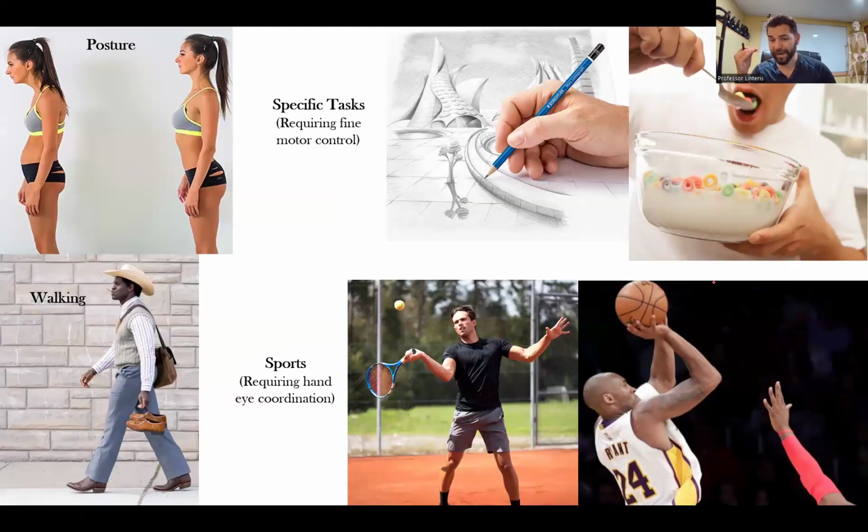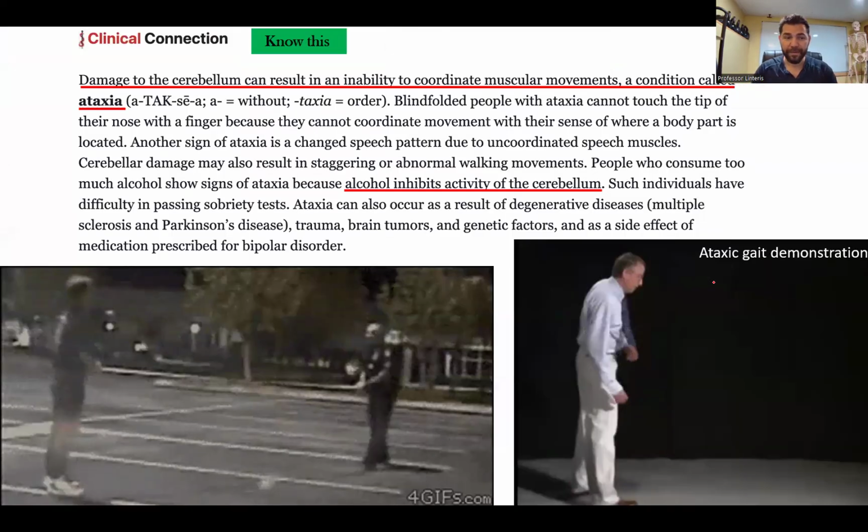Clearly, things that it would be regulating, right? Specific sports movements requiring a lot of hand-eye coordination. It's a complex feat. Things like eating, drawing, posture, basic movement patterns like walking, every type of exercise, you name it. The cerebellum is going to play an important role in regulating that motor function.